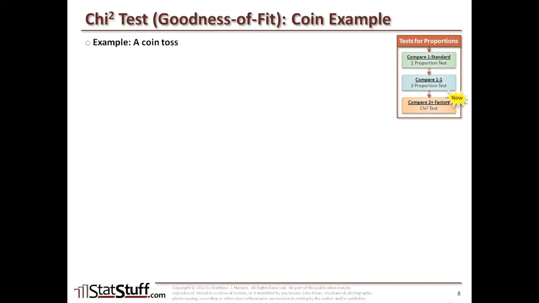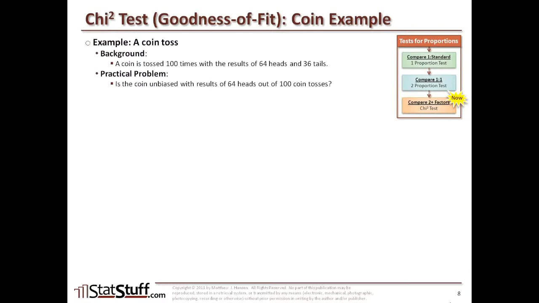In this coin toss example, we're going to say that there's a coin that was tossed 100 times and the results came up as 64 heads and 36 tails. So for the practical problem, we want to ask ourselves, is the coin unbiased with the results of 64 out of the 100 coin tosses, where 64 of those came up as heads?